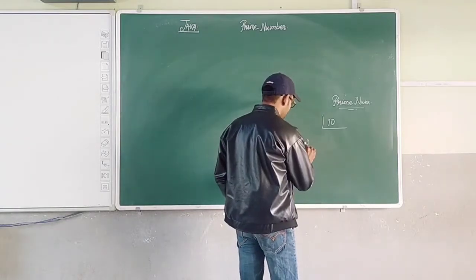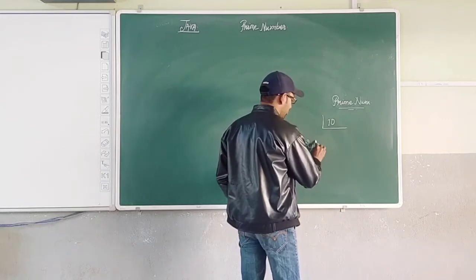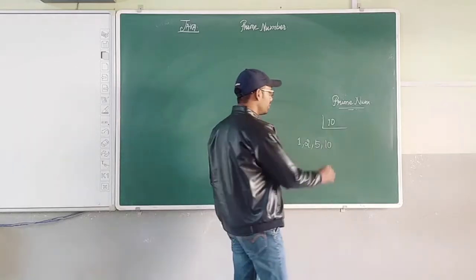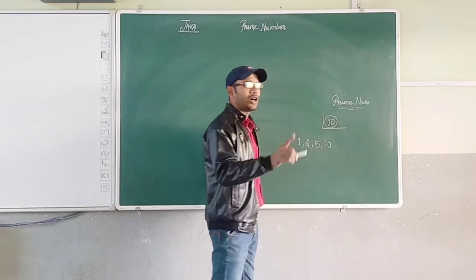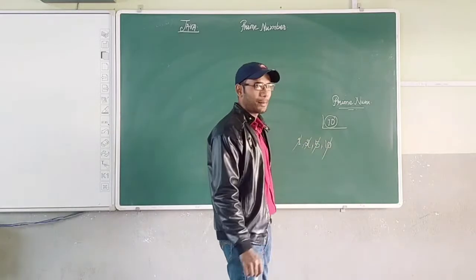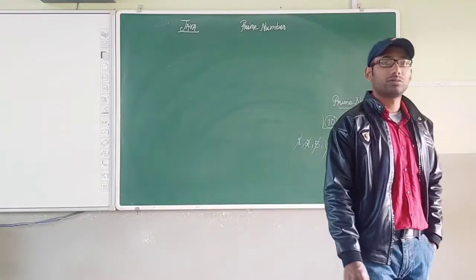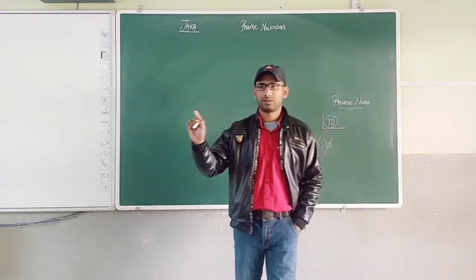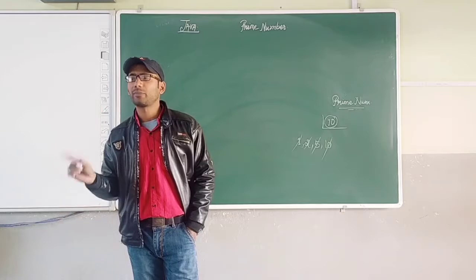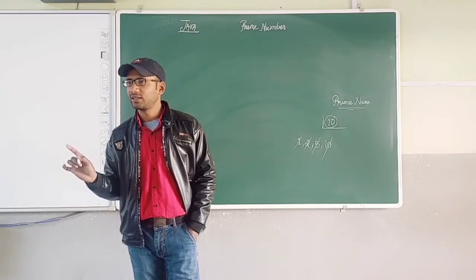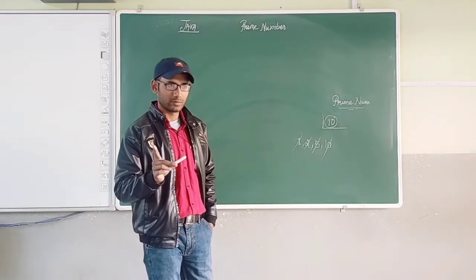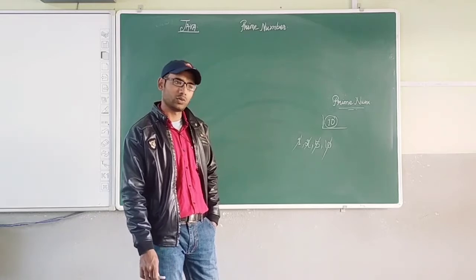Second will be 2? Third? 5. And fourth? 10. Okay. So, the number 10 is having how many factors? 4 factors, right? Clear? Now, those numbers or digits which have only 2 factors are prime numbers. Is that clear? Those numbers or digits which have only 2 factors, those are prime numbers.